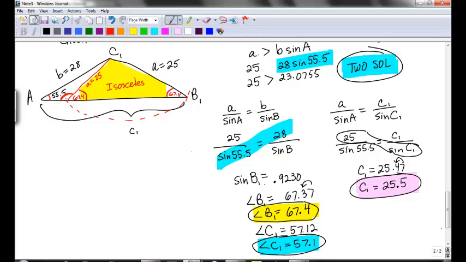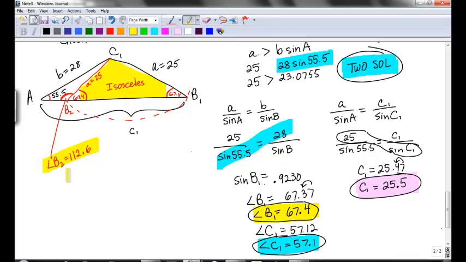That little angle inside, I'm going to mark it here. That little angle is actually our B sub 2. Angle B sub 2 is 112.6, if I round it. So that's an answer for the second triangle. Now I know A and I know B sub 2.